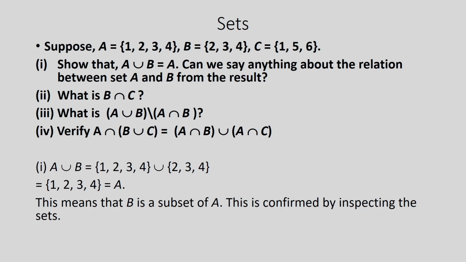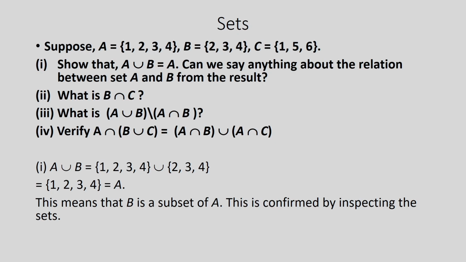Show that A union B is equal to A. Can we say anything about the relation between set A and B from the result? Okay, what result? The result that we have given here, that is A union B is equal to A. The second question is what is B intersection C? The third is what is A union B minus A intersection B, and the fourth one is verify that A intersection B union C is equal to A intersection B union A intersection C.